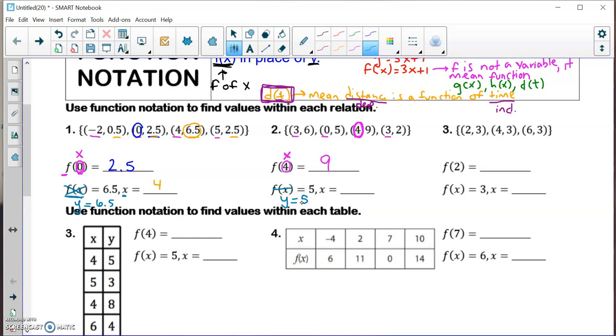And so we want to find the x value that's paired with the y value of 5. So we look at all of our y values, we find the y value of 5, which is this one here, and the x value that it's paired with is 0.